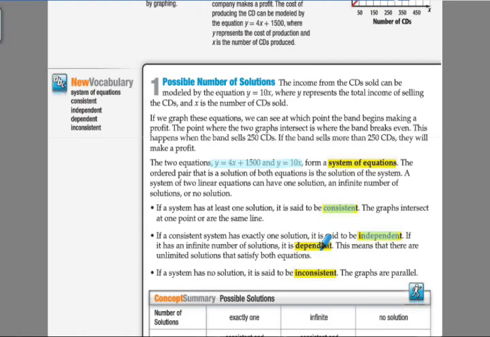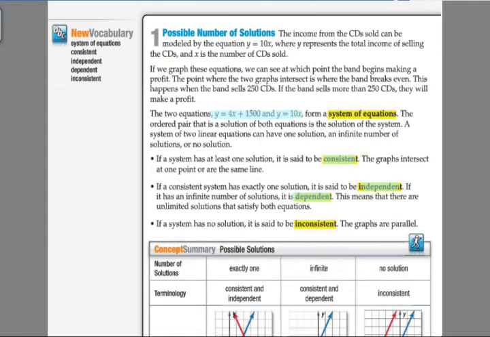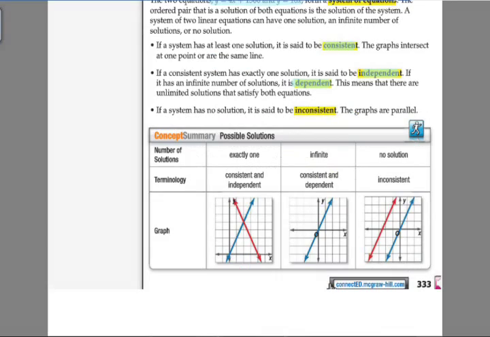If it has infinitely many solutions, it is dependent. And then the third option is that if a system has no solution, it is said to be inconsistent, and that's when the lines are parallel.